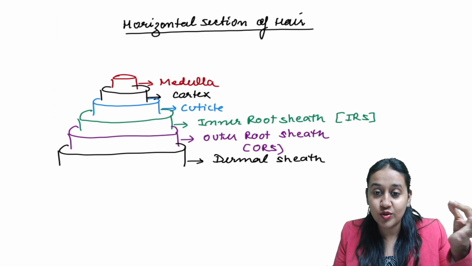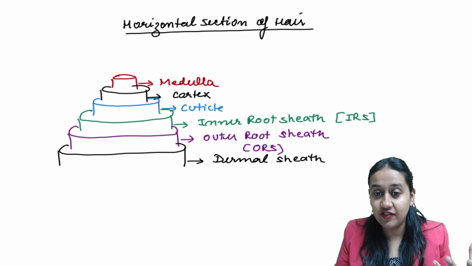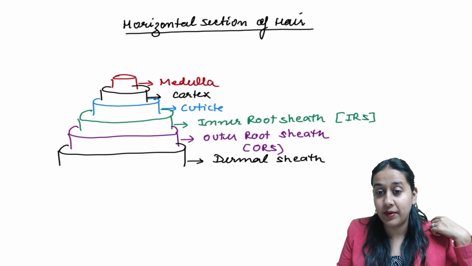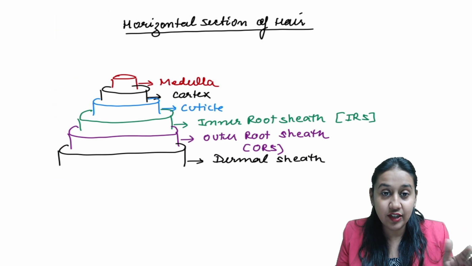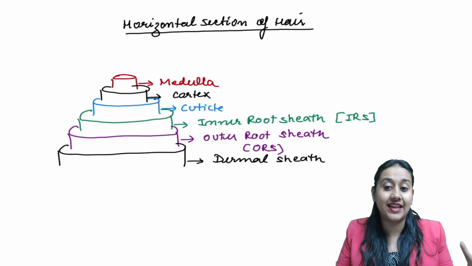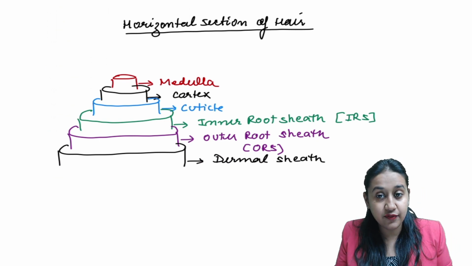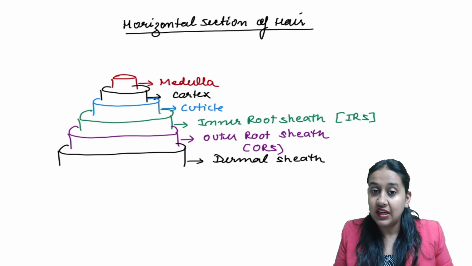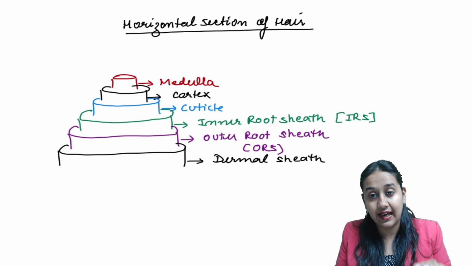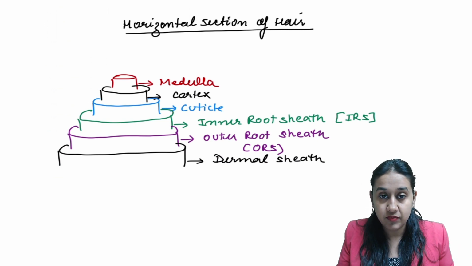So the hair which looks so thin, so insignificant, it is actually made up of so many layers. And we all need to know this sequence because sometimes we get a sequence based question. So the innermost is medulla, then we have cortex, then we have cuticle, inner root sheath, outer root sheath, and then comes the dermal sheath.